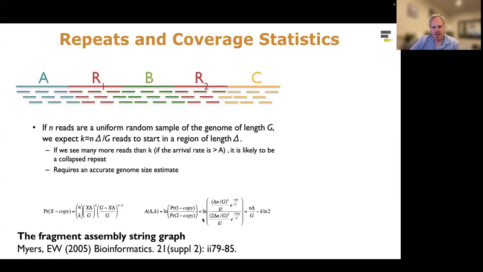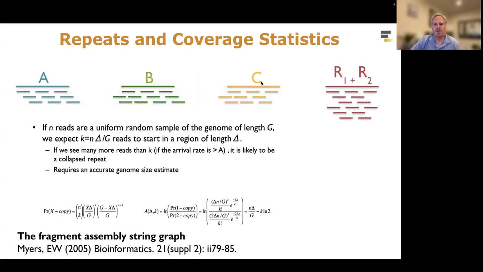The good news is, from the point of view of the assembler, we can do some analysis where we try to detect, in the partial contigs, which contigs represent unique sequences and which represent repetitive sequences. So if I have a genome sequence where there are repetitive regions R1 and R2 interspersed with unique regions A, B, and C, from the point of view of the assembler, all of the reads that fall into those repeats will stack up on each other and will cause contigs that have twice as much coverage as the other unique sequences.